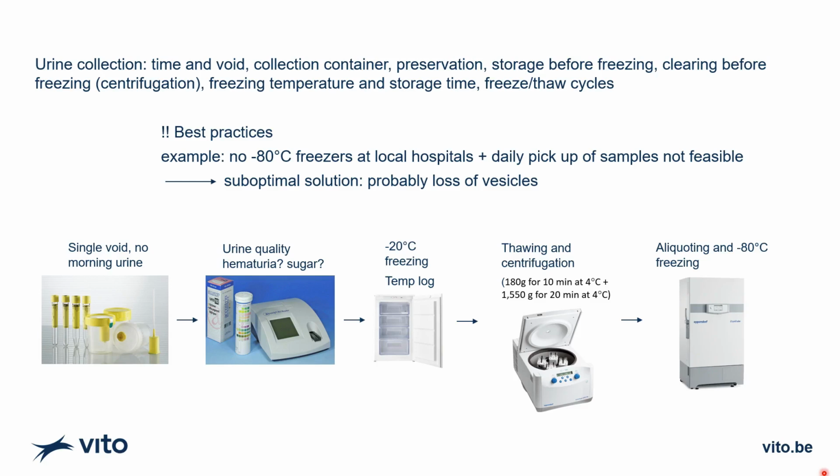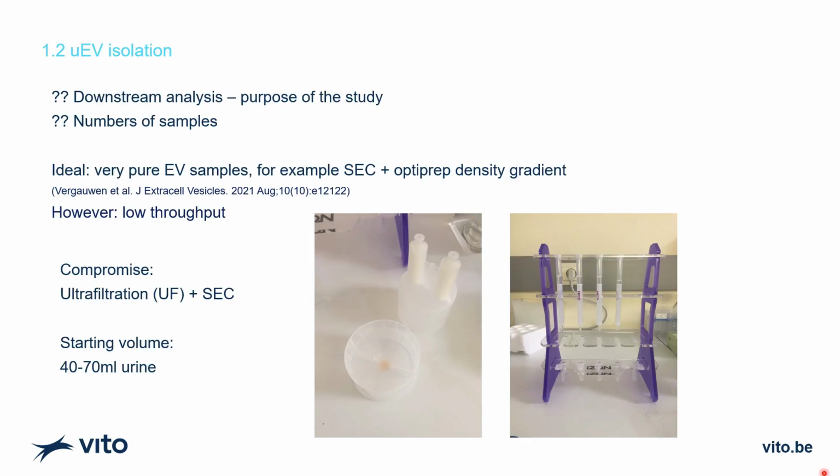So we used single void, no morning urine. We checked the urine quality, we checked for hematuria. We stored the samples before centrifuging them at -20, which is not ideal, but was the only way to collect the number of samples we needed. We thawed and centrifuged them afterwards, and then aliquoted them and put them in -80 for further use.